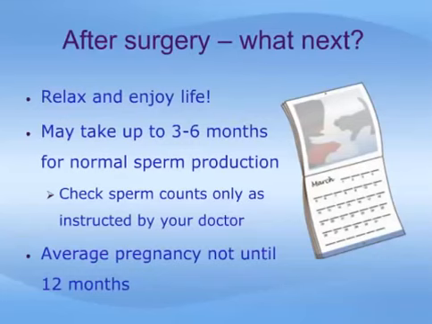It may take up to 3 to 6 months for normal sperm production to resume. Some doctors will have you check sperm counts on a regular schedule, while others may not. Have your sperm counts checked as instructed. It should be pointed out that even with a successful reversal and good sperm counts, it may take quite a while to achieve pregnancy. In fact, the average time to pregnancy is about 12 months.